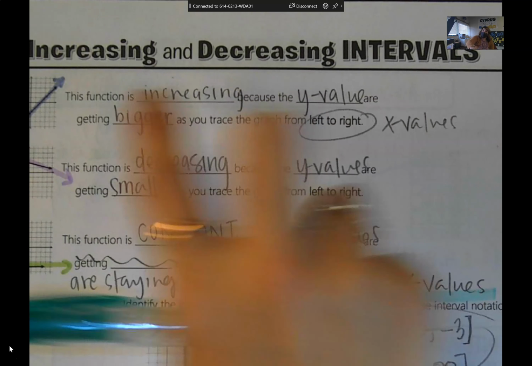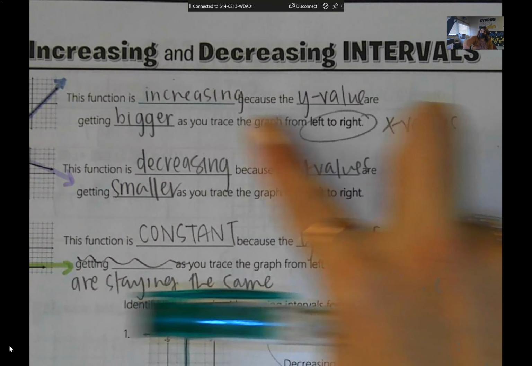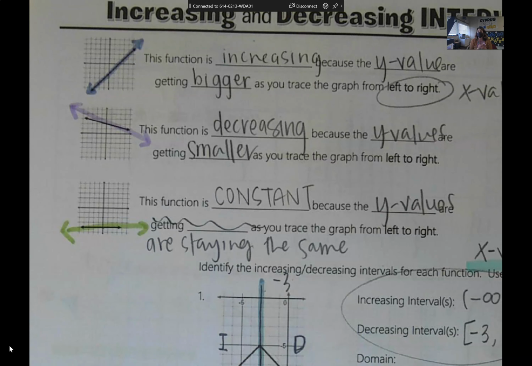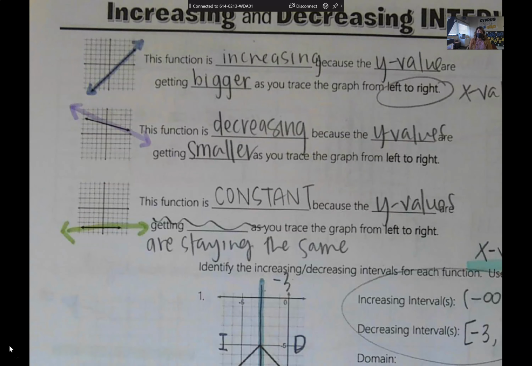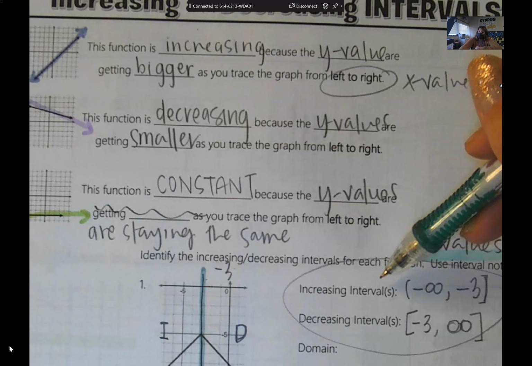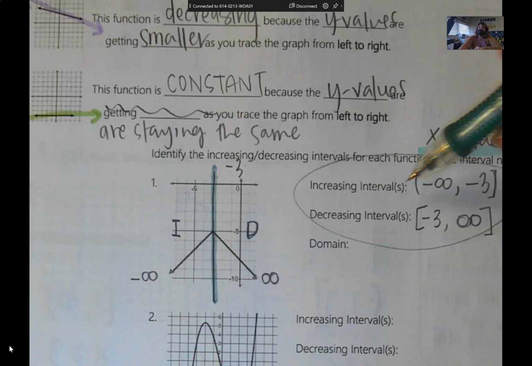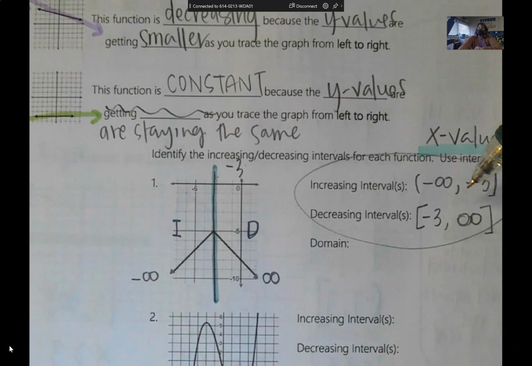So as you increase your X values, what are your Y values doing? In this case, as we increase X, Y is also increasing. And in this case, as we increase X, Y is decreasing. And on this one, as we increase X, it's going neither. So you're increasing or decreasing depends on where you're at on the X moving left to right. You decide if it's increasing or decreasing based off if it's going up in that section or down in that section.